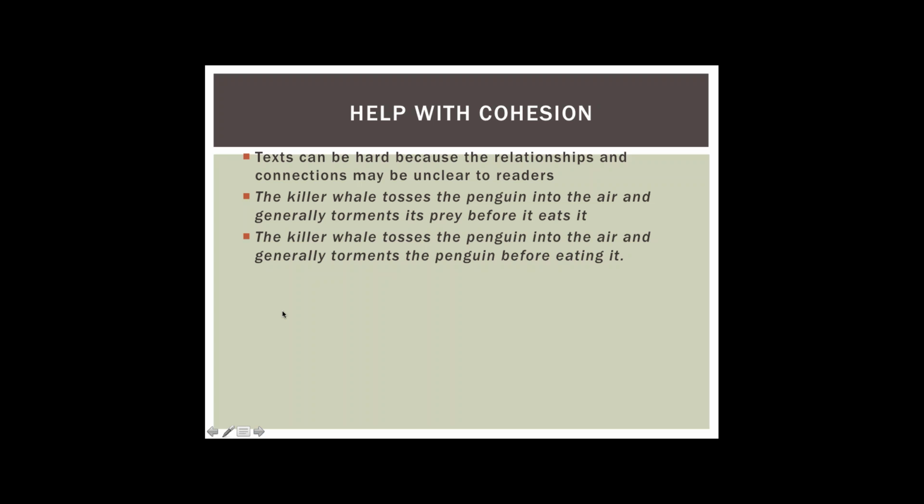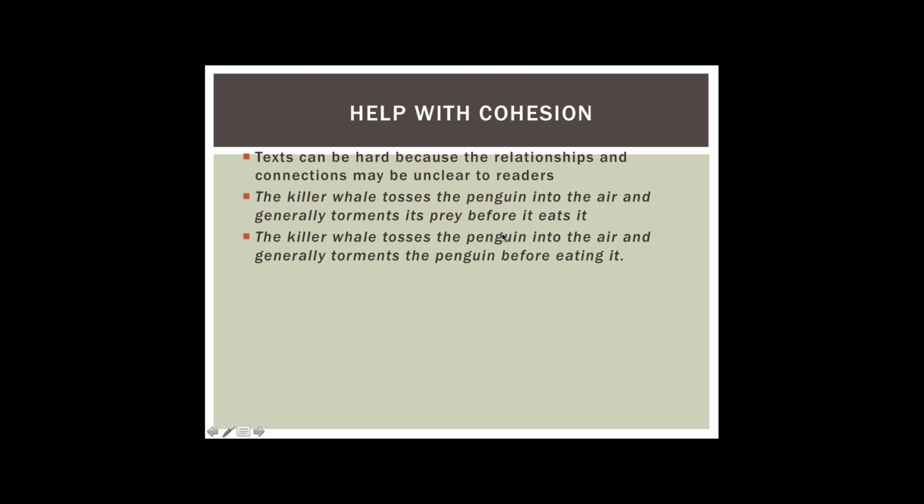Text can be hard because the relationships and connections among the ideas and sentences may be unclear to readers. This example: the killer whale tosses the penguin into the air and generally torments its prey before it eats it, and the killer whale tosses the penguin into the air and generally torments the penguin before eating it. Studies show that kids will have more trouble connecting prey with penguin than penguin with penguin.